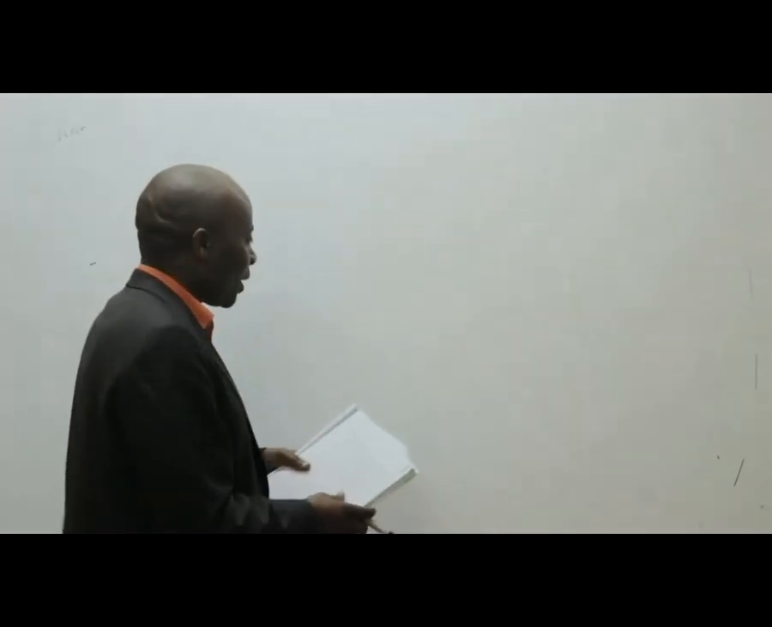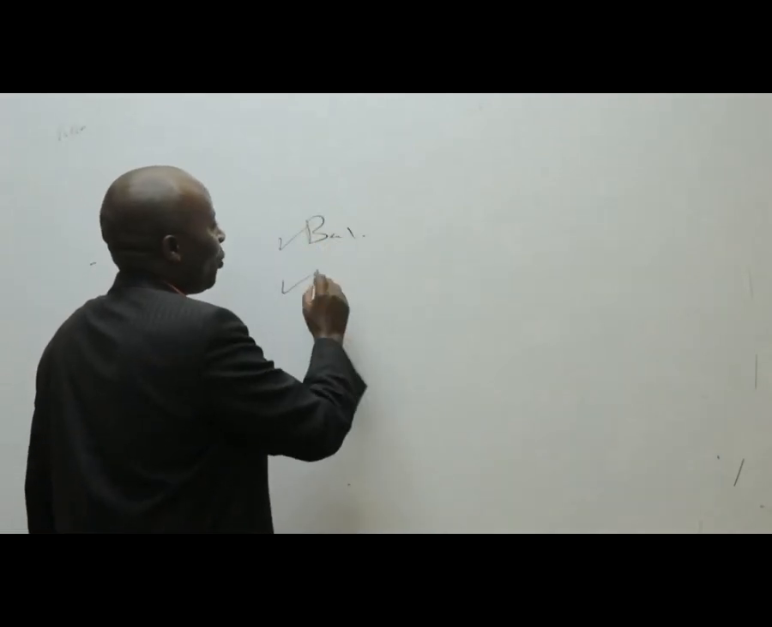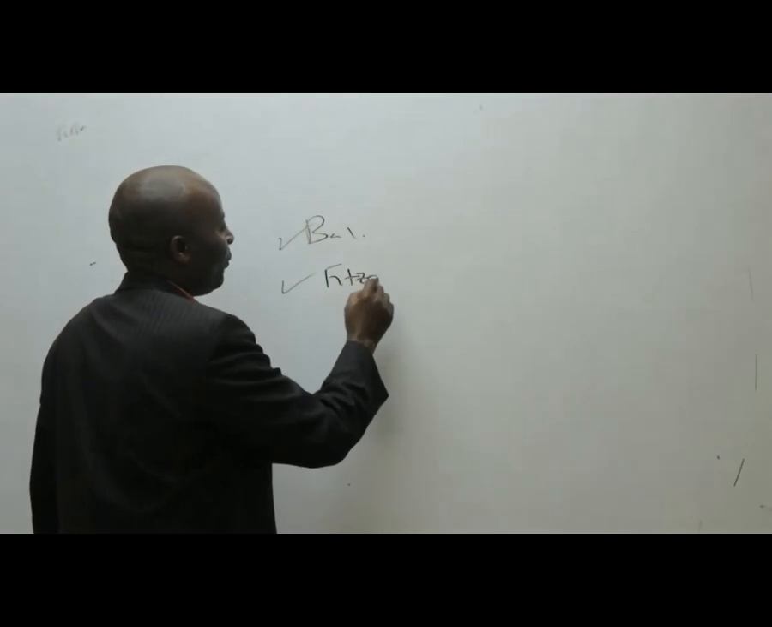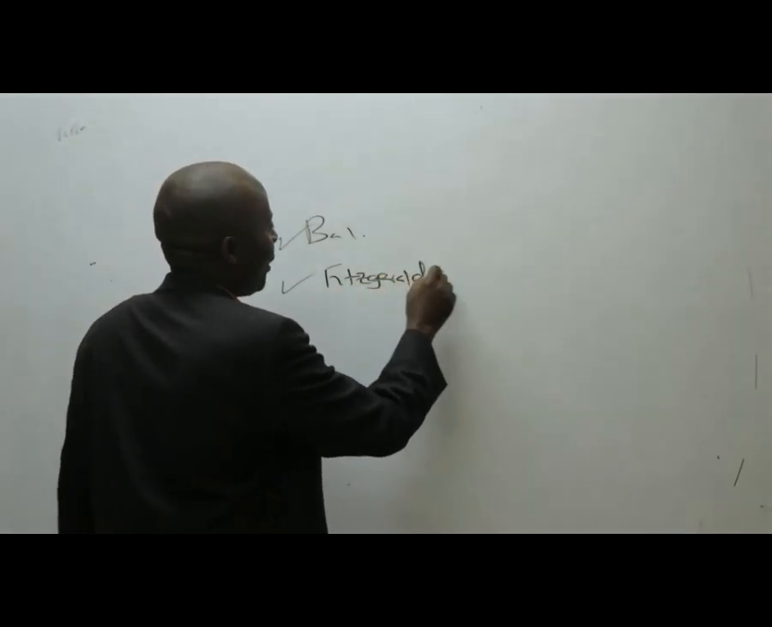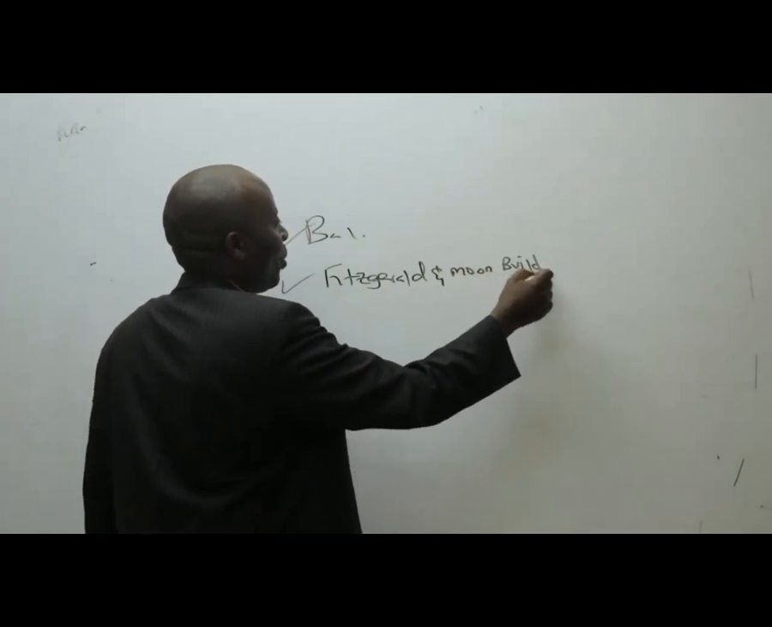And then, of course, we have these other areas of balanced scorecard. I don't have to put a lot of my energies into them. We have the balanced scorecard. We have the Fitzgerald and Moon building blocks.